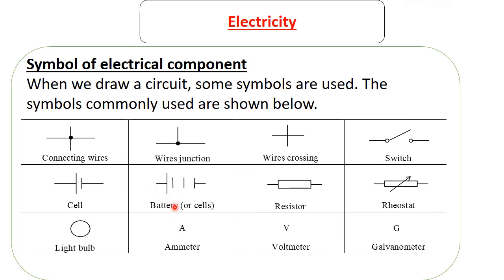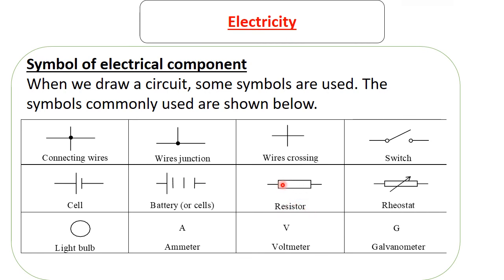A battery is defined as a group of cells, and this is how to present it: a long one, a short one, a long one, a short one, or just a long one, short ones, and at the end a short one. But the better way is a long one, a short one, a long one, a short one.